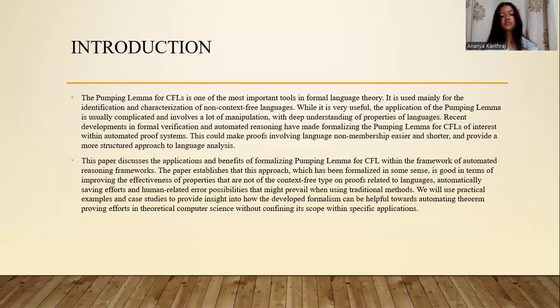This paper discusses the application and benefits of formalizing the pumping lemma for CFLs within automated reasoning frameworks. It establishes that this formalized approach is good in terms of improving the effectiveness of proofs of non-context-free properties of languages, automatically saving effort and human-related errors, possibilities that might prevail when using traditional methods. So we shall use practical examples and case studies to provide insight into how the developed formalism can be helpful towards automating the theorem, improving efforts in theoretical computer science without confining it to specific applications.